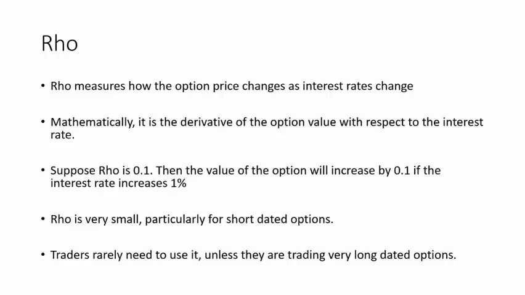Now it's important to remember that rho is very small, particularly for short-dated options. It's actually not used very often, so traders rarely need to use it. It is applicable if you're trading long-dated options. If you're trading options with long maturity, say 1 year or more, then rho becomes quite relevant. But when you're looking at short-dated options, the effective interest over a short period is so small that the impact of changes in the interest rate on the option price is really small.